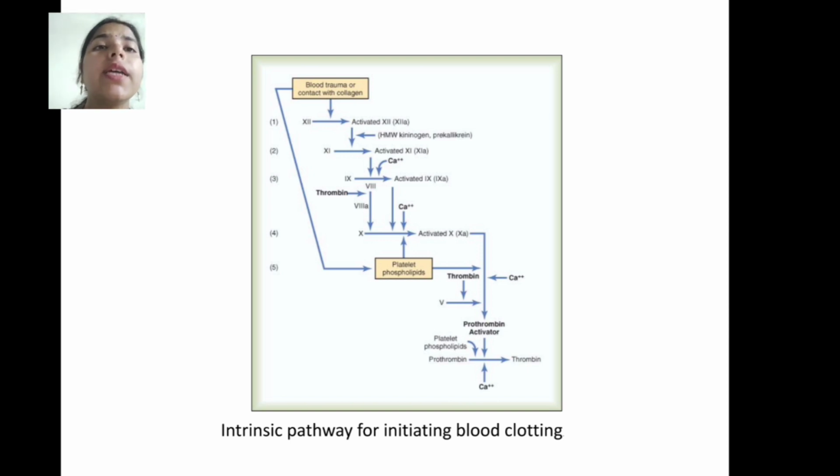So we can see that blood trauma or contact with collagen is directly converted to platelet phospholipids, and the prothrombin, thrombin, and factor 5 form prothrombin activators. Prothrombin is converted into thrombin in the presence of calcium. So that is the intrinsic pathway for initiating blood clotting.